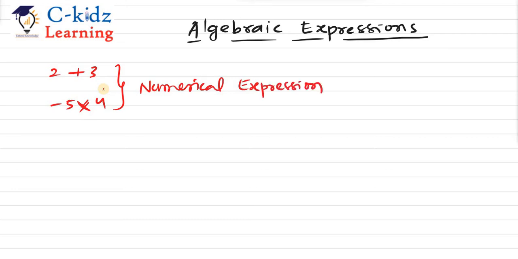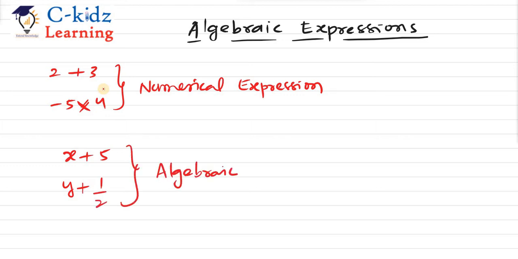So what is an algebraic expression then? An expression which contains variables and constants is called an algebraic expression. x plus 5, y plus 1/2. What do you see in this algebraic expression? Basically in an algebraic expression you see some alphabets and some numbers. There is a particular name for each thing in this expression, so let me define them one by one.